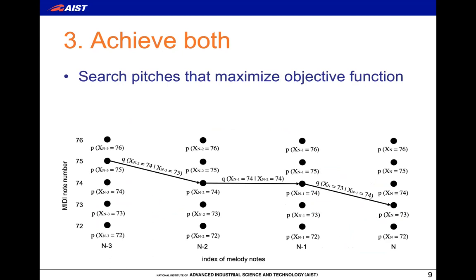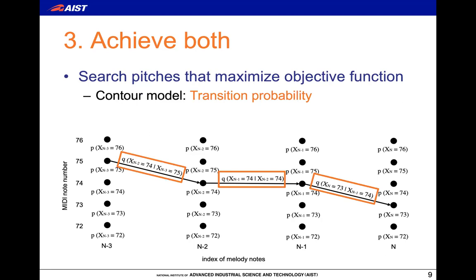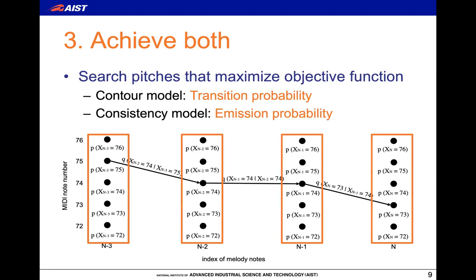The actual procedure for optimization is to search the pitches that maximize the objective function. This is equivalent to finding an optimal path through lattice structure, where the horizontal axis is the index of melody notes, and the vertical axis is the MIDI note number. The contour model provides a transition probability between notes, and the consistency model provides the emission probability. To find the optimal path, we can apply dynamic programming.